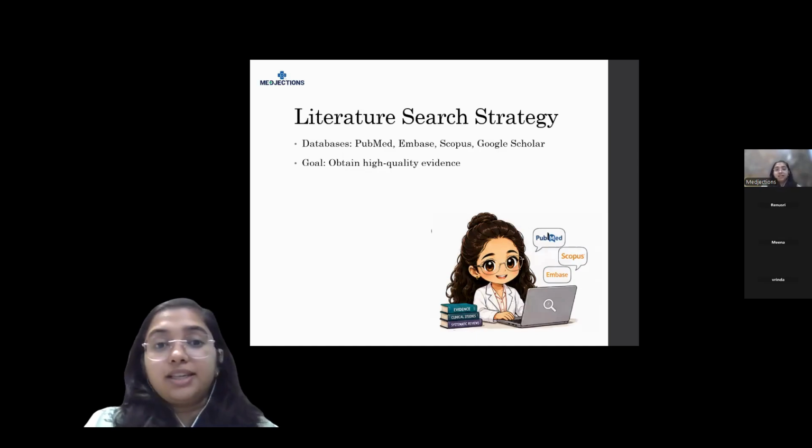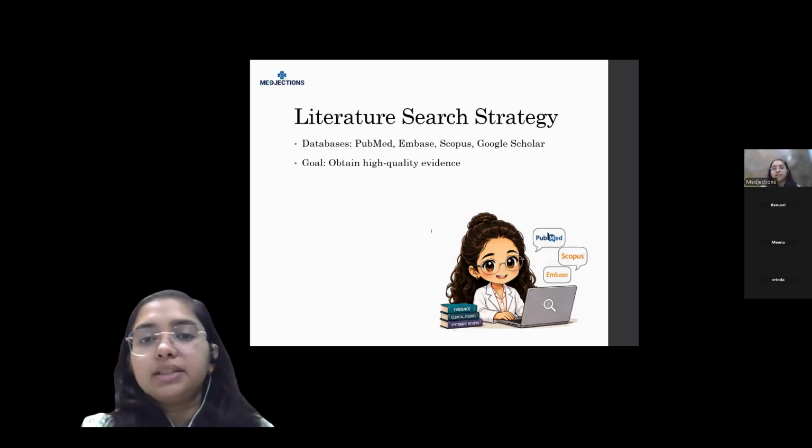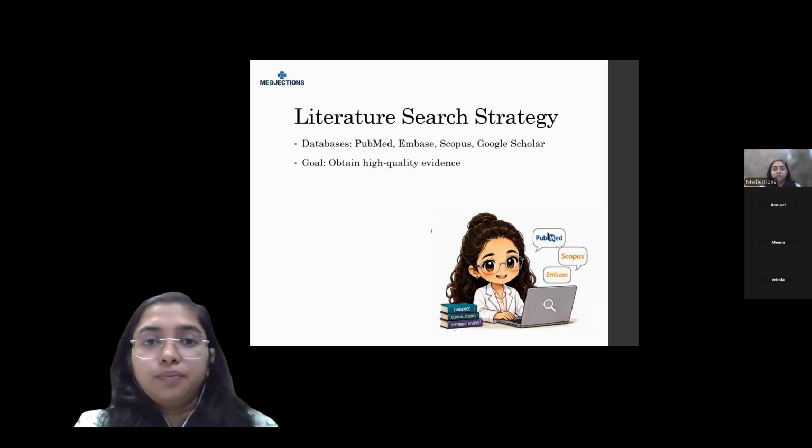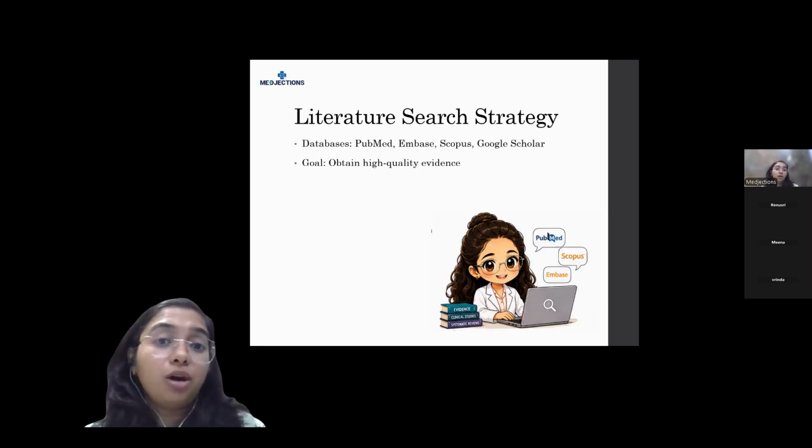Now, literature search strategy. The databases that I use and most of the people use are PubMed, Embase, Scopus, and Google Scholar. They contain high quality evidence, and you can get all the information from there. Whenever I decide a topic, I start searching it on all these four databases, because sometimes some of the journals are not in PubMed, but they are majorly in Embase and Scopus, and Embase and Scopus have a lot of data. From there, I can check whether this paper is published in any journal or not. This way, I finalize that this is the topic I can go with.